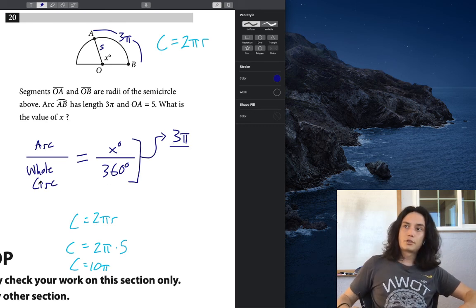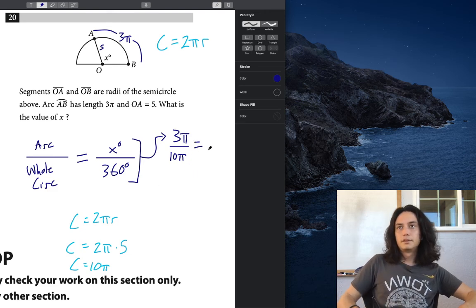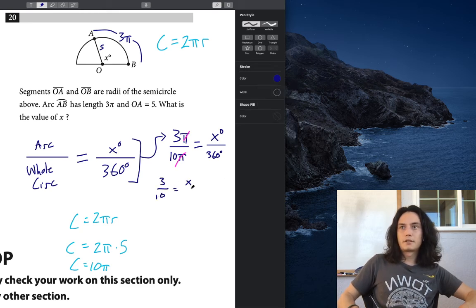The whole circle, the circumference of the whole circle, well, that's 10 pi, which we just found here. That's going to be the same as x, which is the thing we need, over 360. Well, first off, I'm going to cancel these pi's. So we got 3 over 10 is x over 360. And then from here, we can cross multiply.